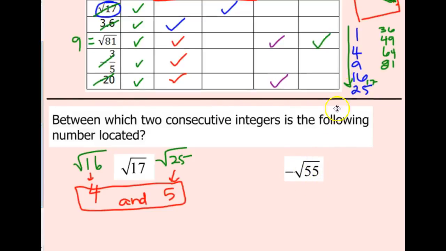Negative square root of 55, well, 55 would be between 49 and 64, looking at your list of perfect squares. But they just both have to be negative because we're looking at a negative number. Well, I know 7 times 7 is 49, so there's negative 7. And 8 times 8 is 64, so that would be a negative 8. Use your multiplication chart to help you.